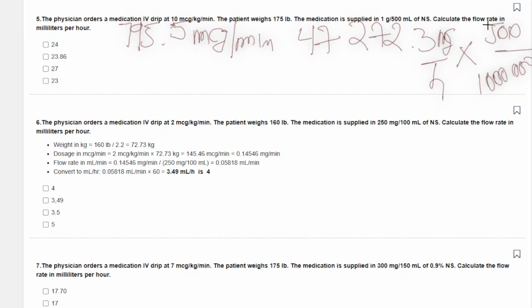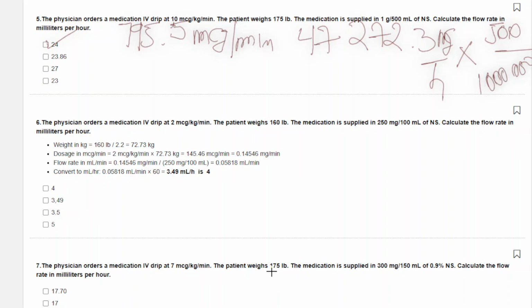All right, but the question is, are you gonna use 23.86 or are you gonna use 24? You cannot use 23.86. You gotta use 24 because you need it to be a whole number. Correct? Almost there, dear friend.